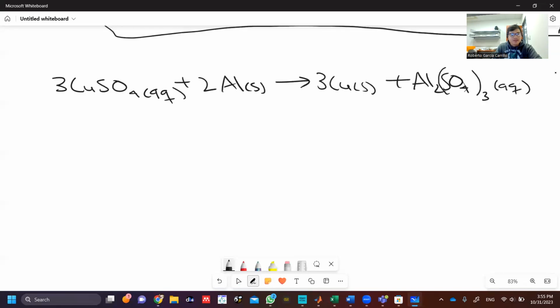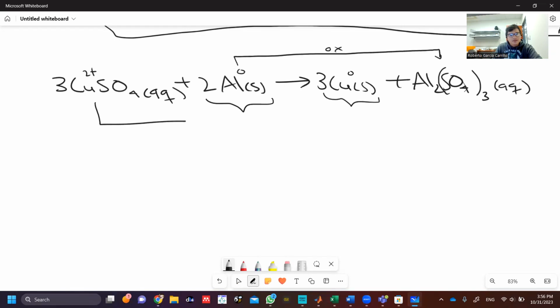And here we can see, if you remember, we were sacrificing aluminum to produce copper. And the oxidation state of copper went from 2 to 0. So it was a reduction. And the aluminum went from 0 to whatever charge we have in this other compound. So this is the oxidation, and this is the reduction.